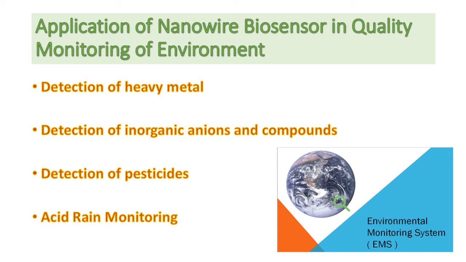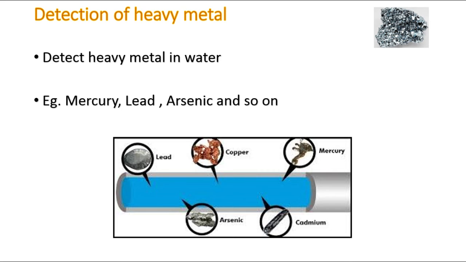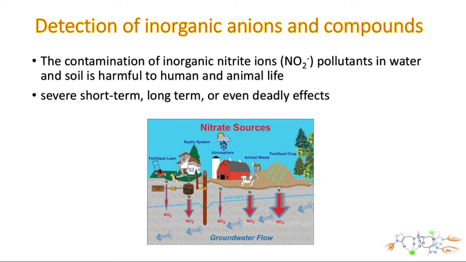anions and compounds, pesticides and acid rain monitoring. Silicon nanowire biosensors can detect heavy metal contamination in fresh water such as mercury, lead, arsenic and so on. Silicon nanowire biosensors can detect the inorganic anions and compounds which are harmful to human and animal life. These contaminants impart mild to severe short-term, long-term, or even deadly effects.